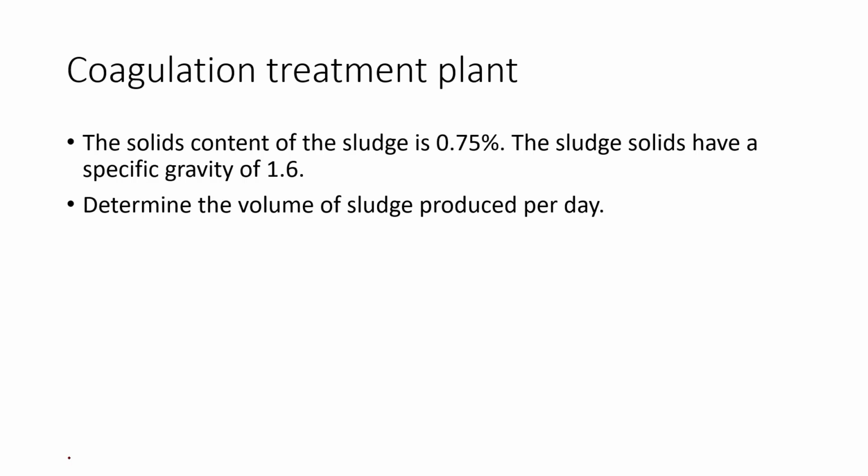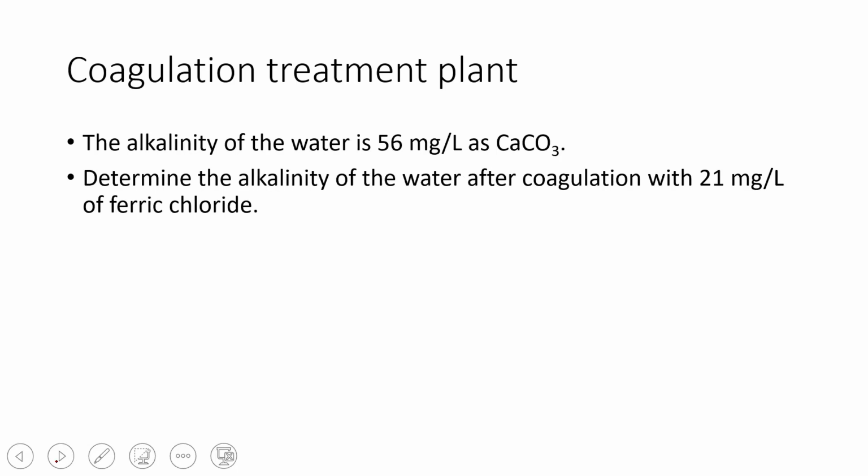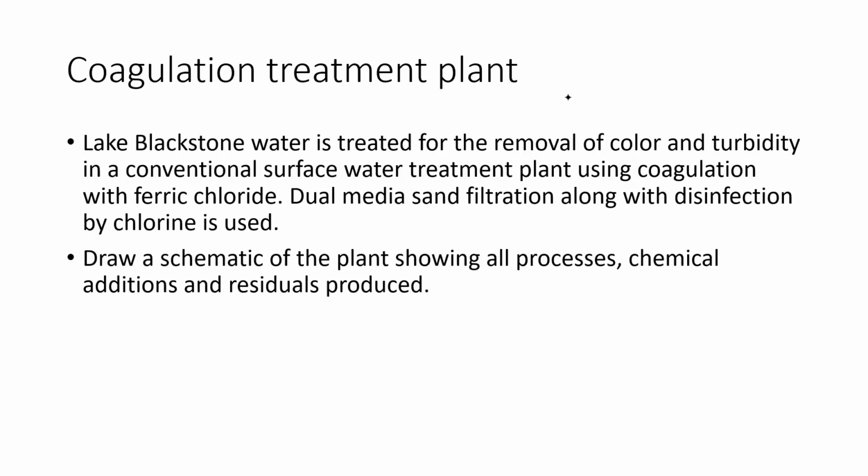The sludge solids have a specific gravity of 1.6, and now I want you to determine the volume of sludge produced. If you can do that, then the next thing I want you to do is to calculate the amount of alkalinity consumed, from which you can then determine the amount of alkalinity remaining. So hopefully that was helpful to think through the processes. I'll draw the schematic. It's also in Monday's lecture.